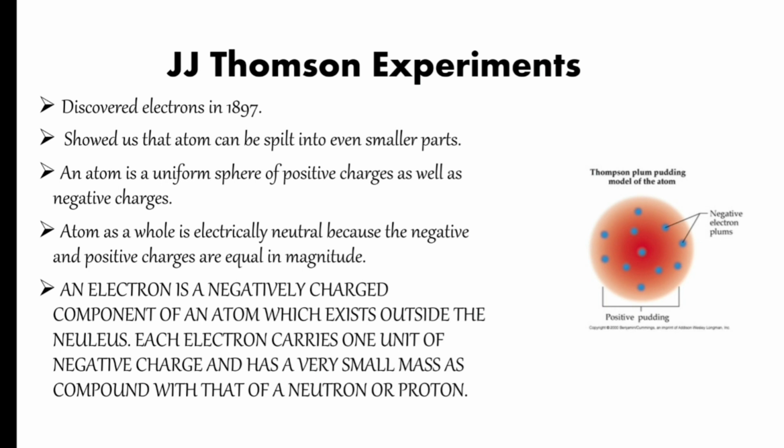Starting with J.J. Thomson's experiments, he discovered electrons in 1897, which showed us that atom can be split into even smaller parts. An atom is a uniform sphere of positive charge as well as negative charge. Atom as a whole is electrically neutral because the negative and positive charges are equal in magnitude.